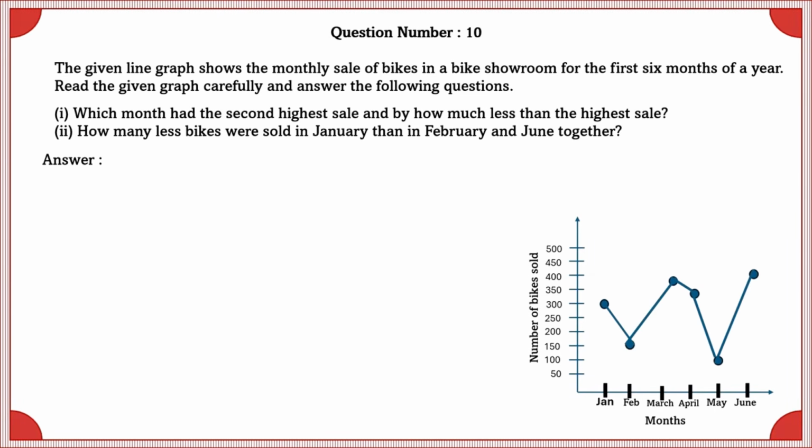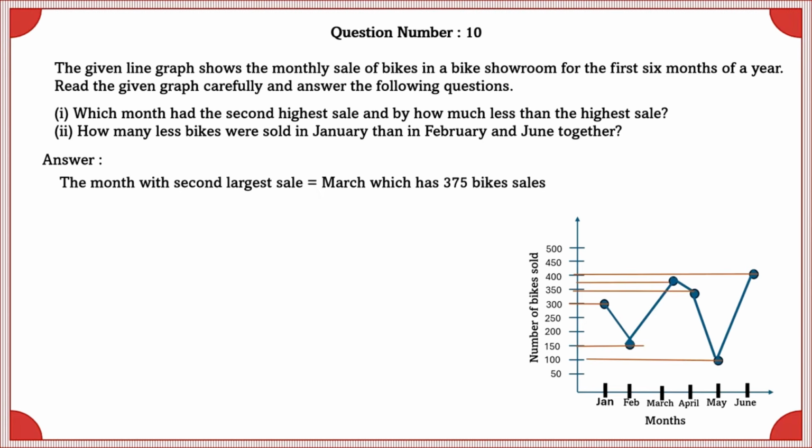Question number 10. The given line graph shows the monthly sale of bikes in a bike showroom for the first 6 months of a year. Read the given graph carefully and answer the following questions. Which month has the second highest sale and by how much less than the highest sale? Second one, how many less bikes were sold in January than in February and June together?